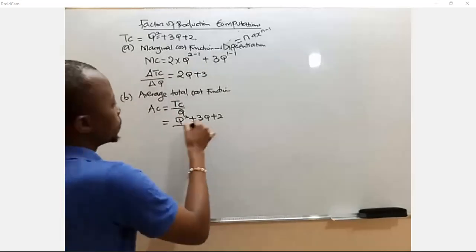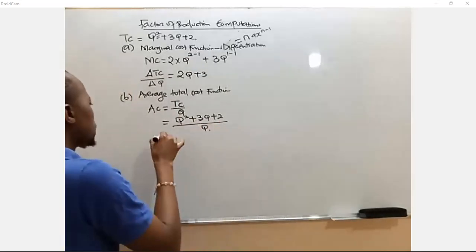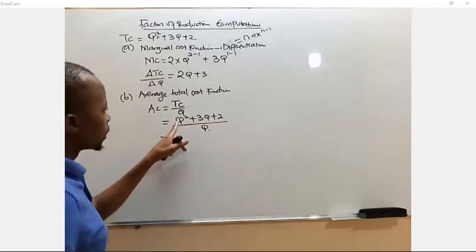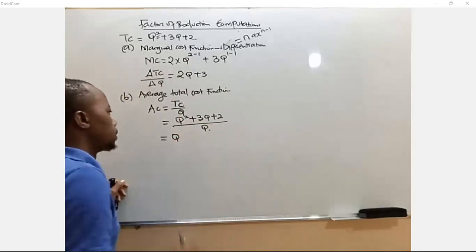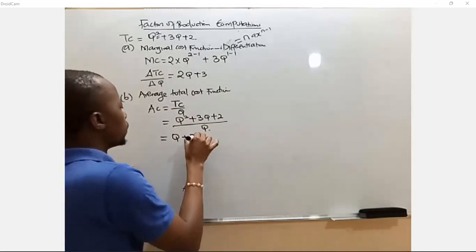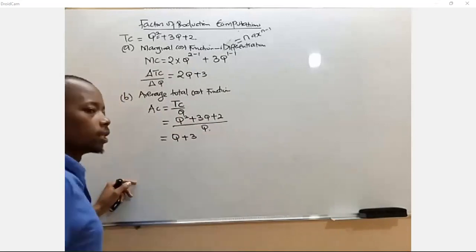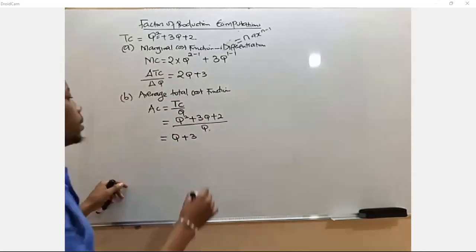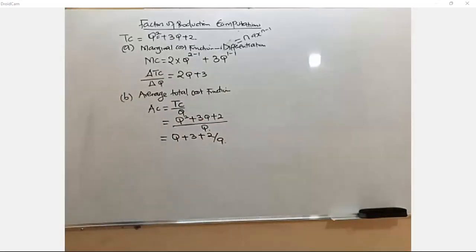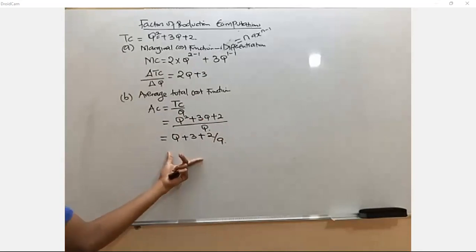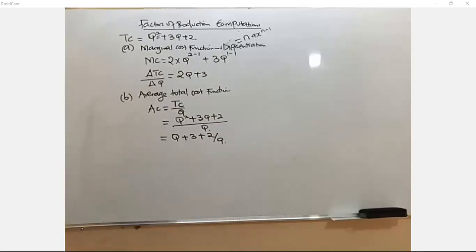And remember, because we want to take our total cost function, we divide it by q. It's just like dividing all of them by q. So if you take q squared divided by q, we are going to be remaining with 1q here, right? Plus 3 now, because this q and this one cancel. Then plus 2 divided by q. This is your answer now to get the average total cost function. That is how we normally get it.